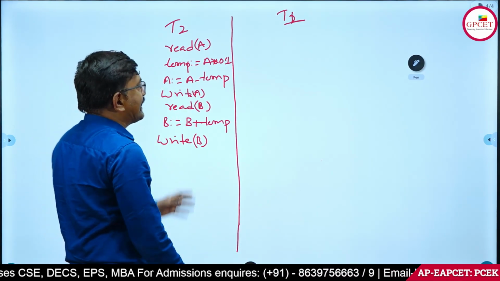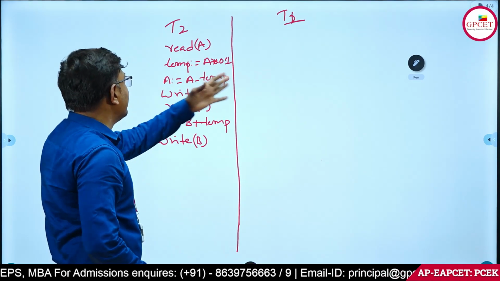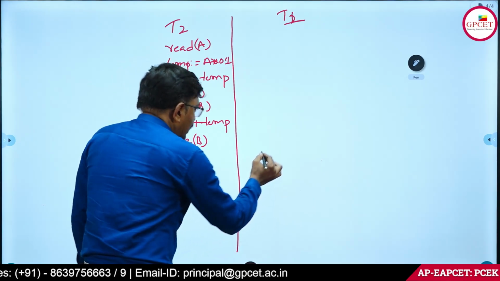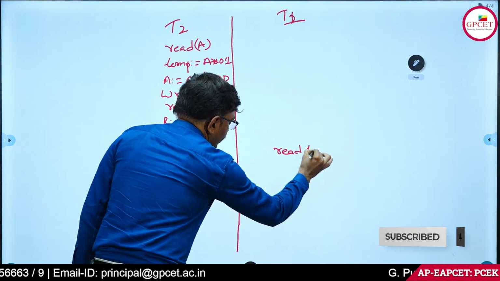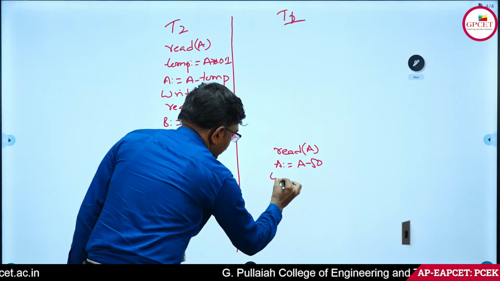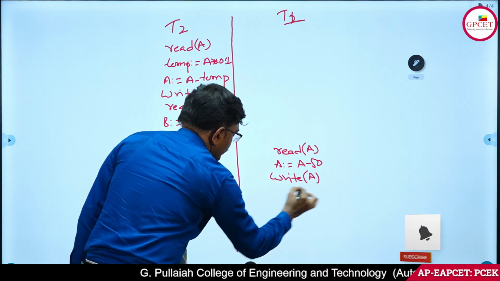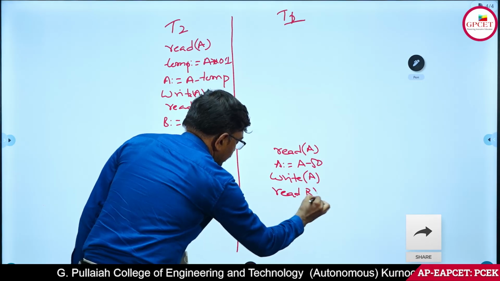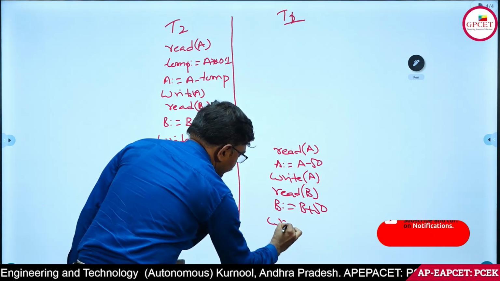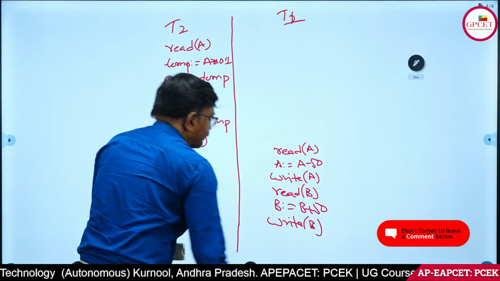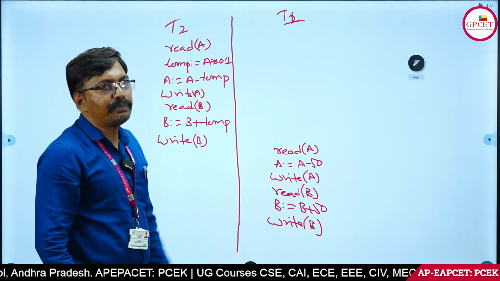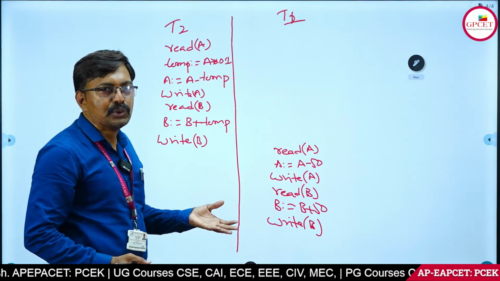That is transaction T2, which transfers 10% of the balance from account A to account B. Transaction T1 transfers $50 from account A to account B. Read A, A equal to A minus 50, write A, read B, B equal to B plus 50, write B. Observe here T2 followed by T1. In the first case, T1 followed by T2.